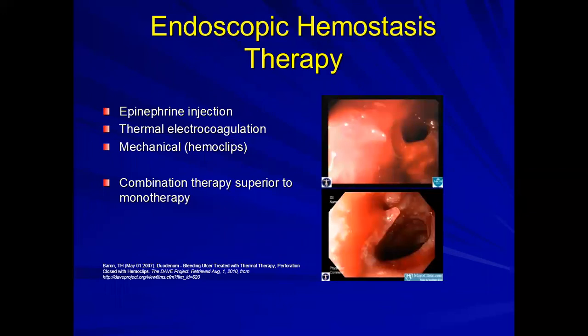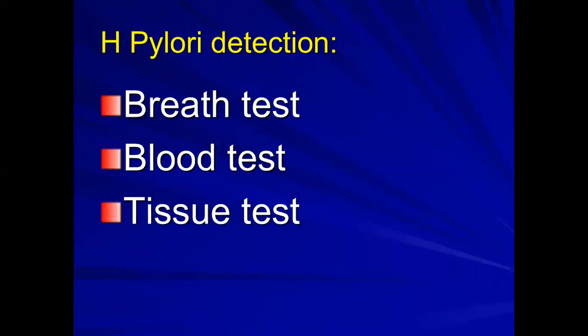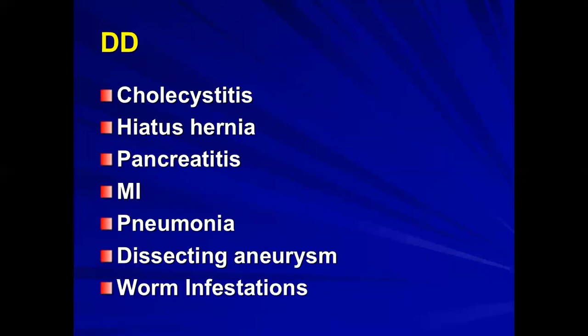Endoscopic hemostasis: you can inject epinephrine, you can apply thermal coagulation, or you can apply mechanical hemoclips for the management of acute bleeding from the ulcers. Usually we use combination therapy because it's superior to monotherapy. So H. pylori I already discussed. It can be detected with blood tests. Blood test is obsolete now, and tissue test.